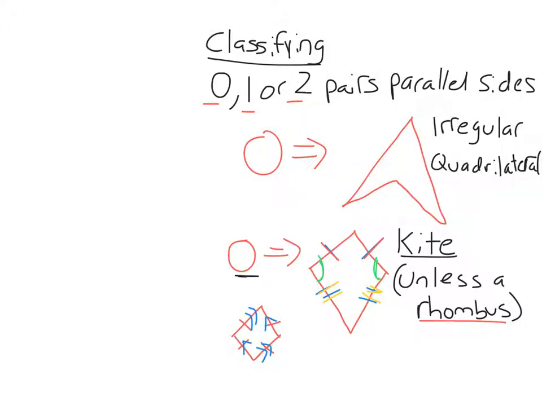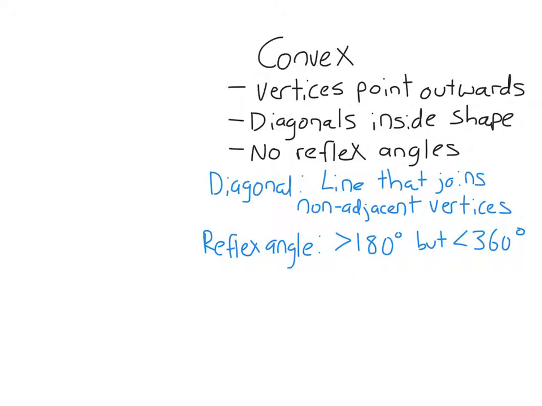All right, there's one more thing we have to do, and that's go through convex and non-convex shapes. Please pause and copy this down if you need. So the last thing we have to do is classify quadrilaterals as convex or non-convex.